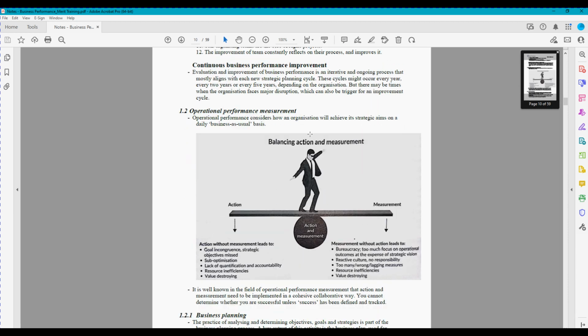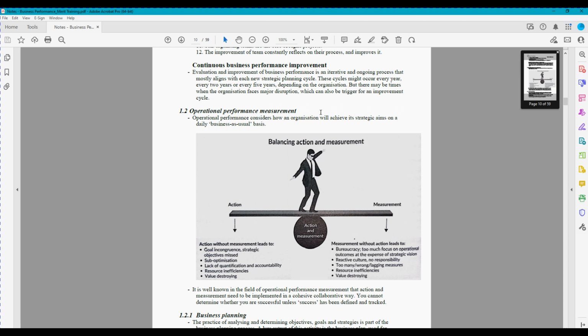Okay, cool. Let's talk about continuous business improvement. So essentially, evaluation and improvement of business is an iterative and ongoing process that mostly aligns with the strategic planning cycle. So these might occur each year, every 2 years, or every 5 years, depending on the organization. But there may be times when the organization faces major disruption, and that can be a trigger for an improvement cycle.